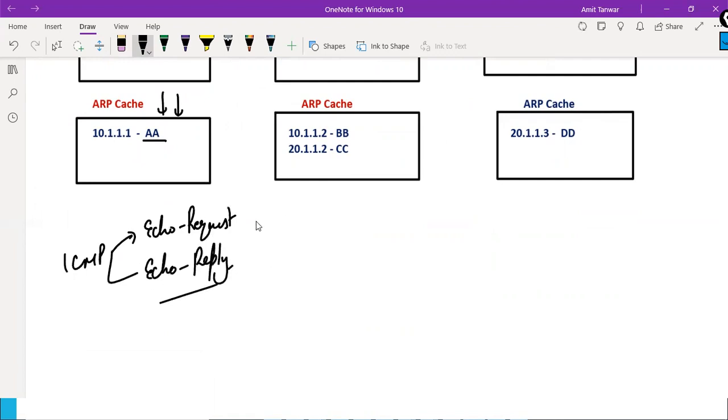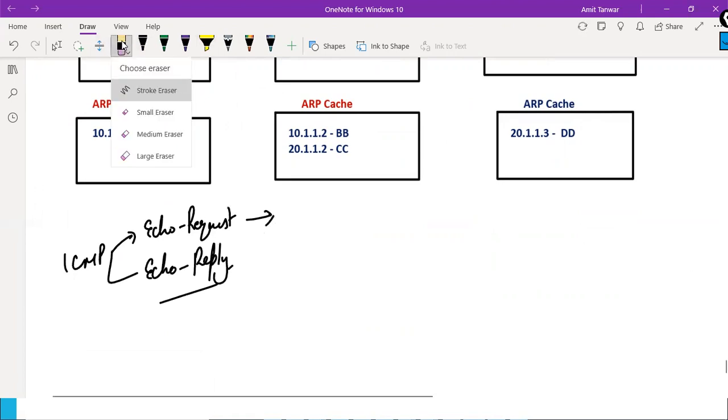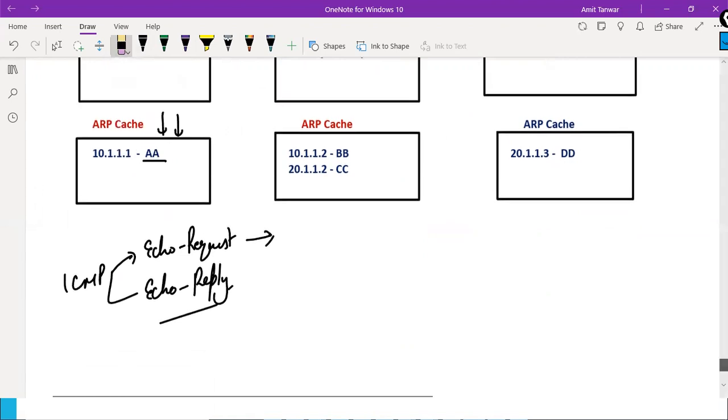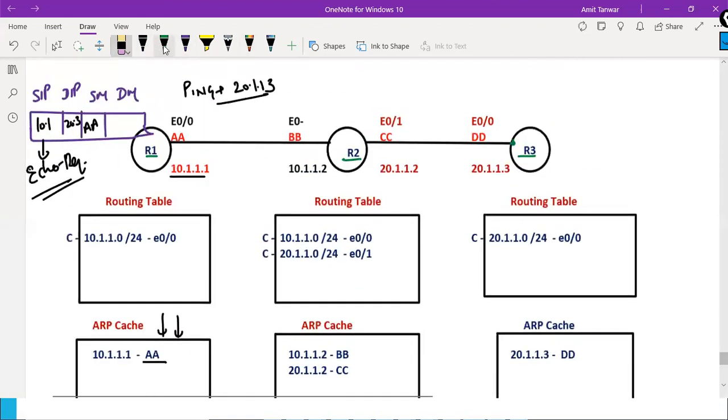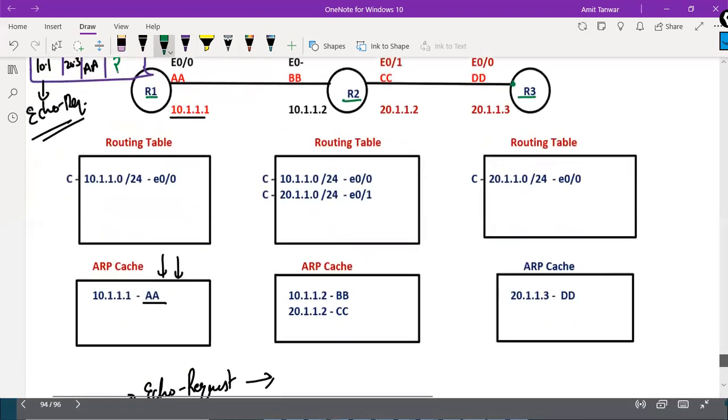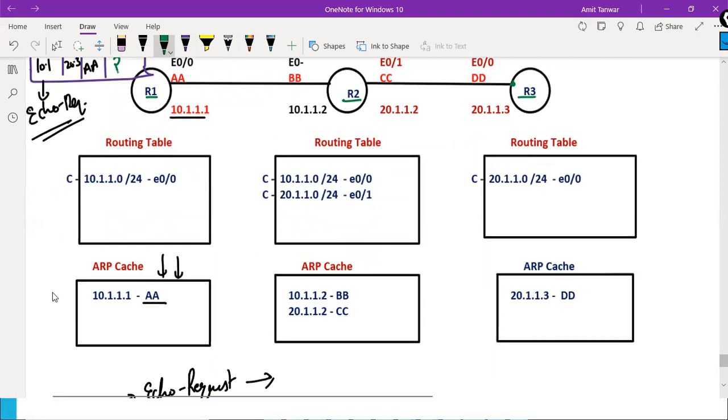So now we are going to generate an echo request. But what's the problem here? The problem is, what is missing in this echo request? Right now, the destination MAC is missing, because this is the ARP cache of router 1. Router 1 will check in its ARP cache: do we have an entry for the 20.1.1.3 MAC address? The answer is no.